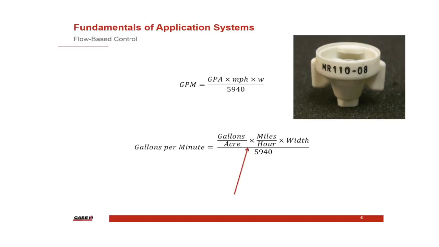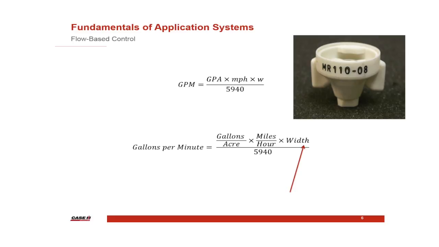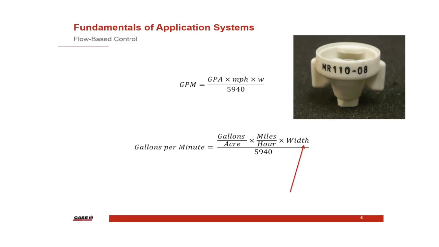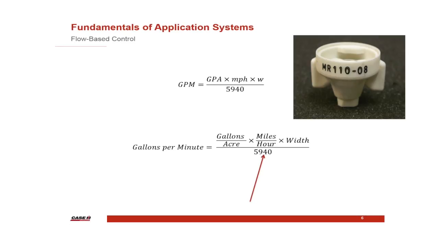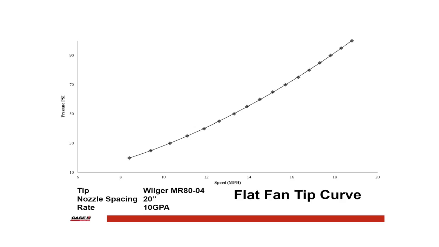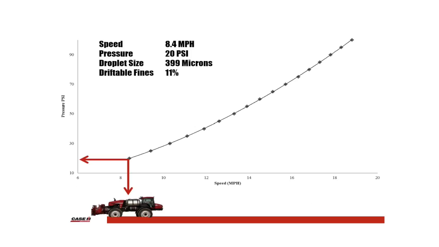Miles per hour will be our desired travel speed in miles per hour, and width can be either the width between the nozzles or the width of the operating section. Make sure to remember that this is measured in inches in order to use the constant 5940. In this animation, rate is being held constant at 10 gallons per acre.